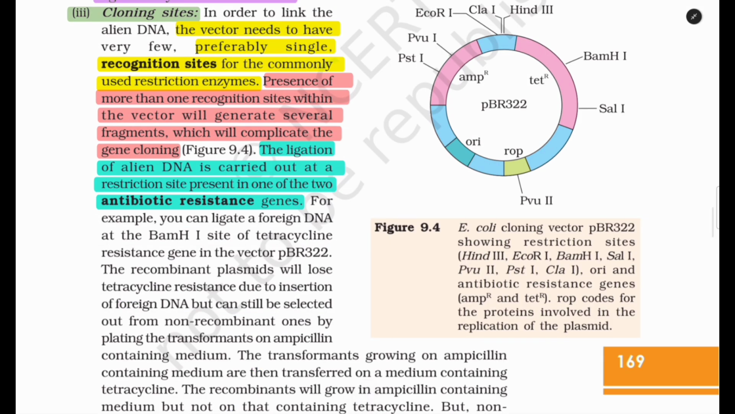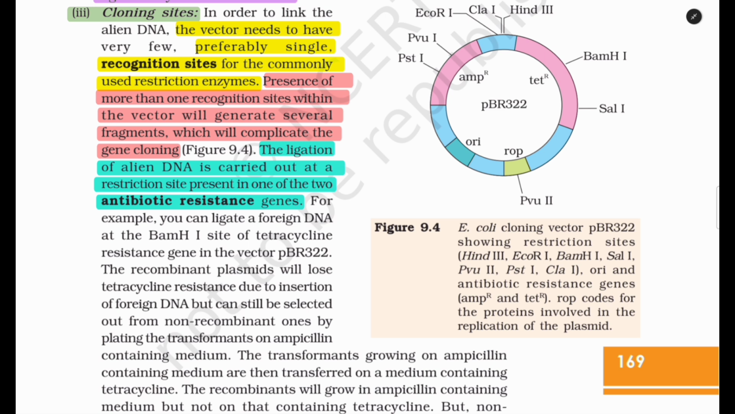Number 3. Cloning sites. In order to link the alien DNA, the vector needs to have very few, preferably single, recognition sites for the commonly used restriction enzymes. Presence of more than one recognition site within the vector will generate several fragments, which will complicate the gene cloning.